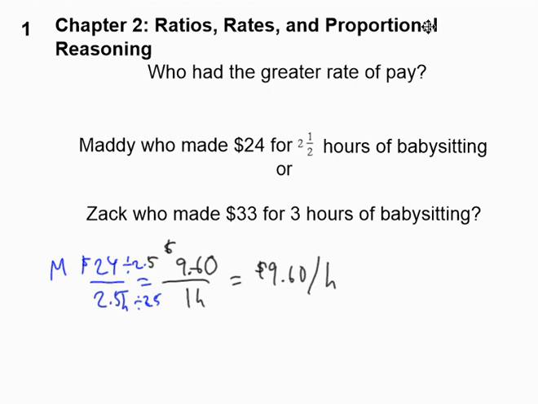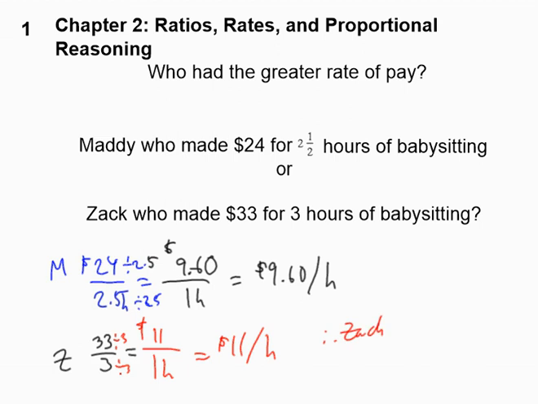Okay? And then if we take Zach, and his rate of pay was $33 for 3 hours, which we don't even need a calculator for, because I can divide both by 3 to get his unit rate of pay, or his 1 hour rate, which is $11 per hour, and therefore Zach had the higher rate of pay.